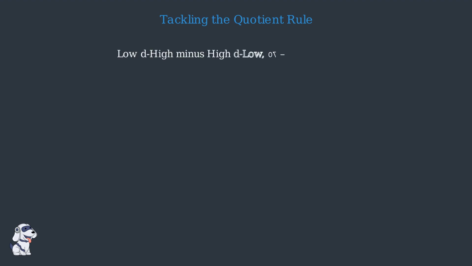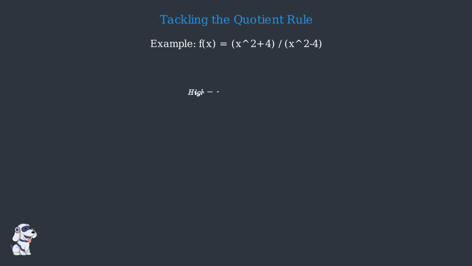When you see a function divided by another, use the quotient rule. Think of the mnemonic: low d high minus high d low over low squared. Let's apply this to the function x squared plus 4 divided by x squared minus 4. Identify the high and low parts and their derivatives. Now plug these into our formula.